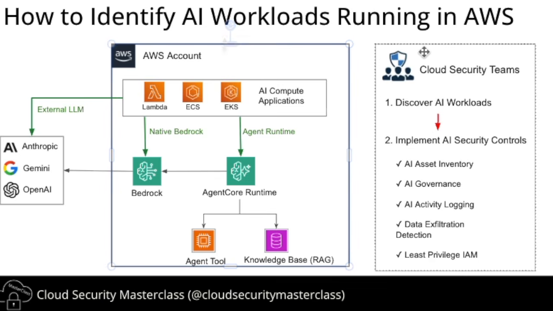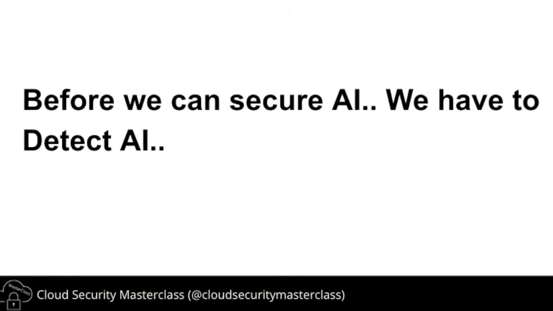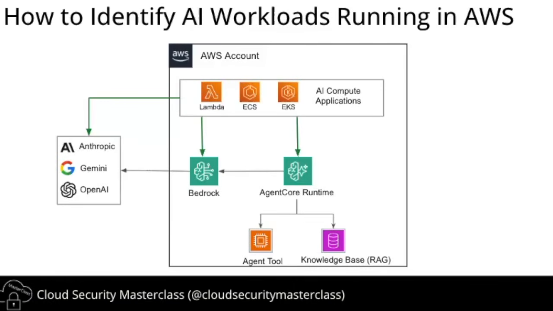Now imagine this. You are a cloud security engineer responsible for protecting your AWS environment. You want to enforce AI security controls. You want to monitor how AI is being used. You want to make sure sensitive data isn't being exposed. But before you can do any of that, let me ask you a simple question. How many AI workloads are actually running in your AWS accounts today? Can you confidently answer that? Because before we can secure AI, we first have to detect it. And that's exactly what this video is about.